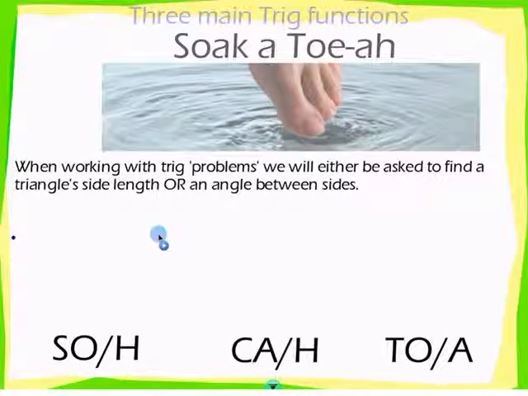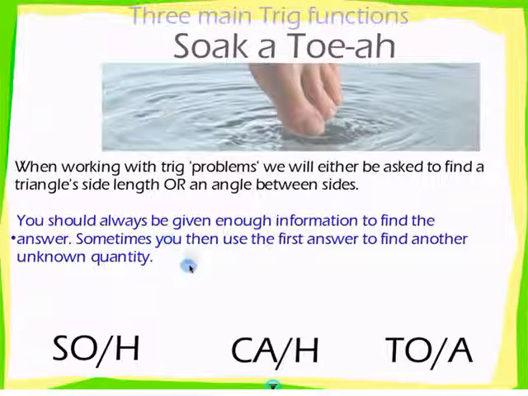When working with trig problems, we'll either be asked to find the sides of the triangles, like the lengths of those sides, or the angles in between the sides. You should always be given enough information for the answer, otherwise it's not a proper question, is it? But then you may be asked to find further information. Once you've found out, say, two of the sides, you can find a third.